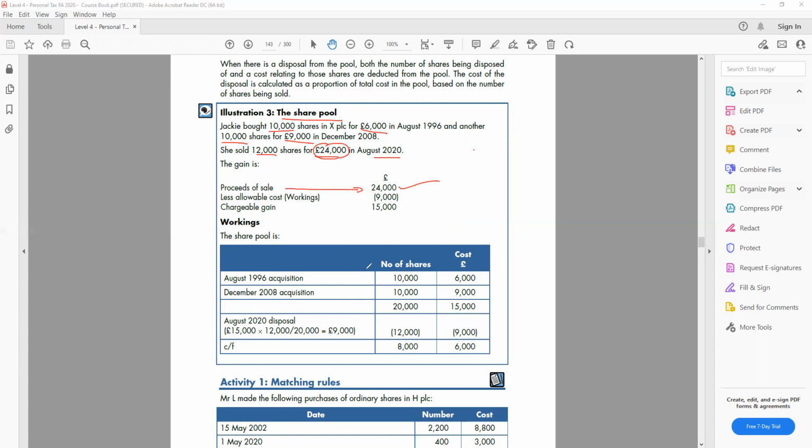So remember, there are no shares from the same day here. There are no shares from the next 30 days. So we go straight to the share pool. So you have August 1996, we purchased 10,000 shares for 6,000. Then another 10,000 we buy for 9,000. So total 20,000 shares I have. The cost is 15,000. And I'd like to know how much is per share. So it's very simple. The cost is 15,000, and per share is 20,000.